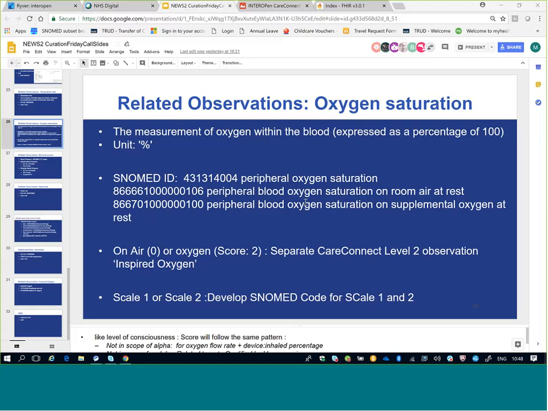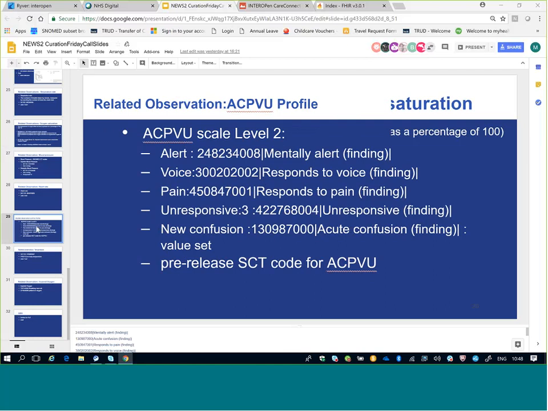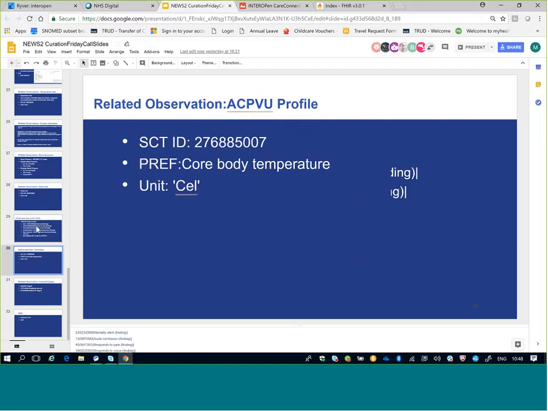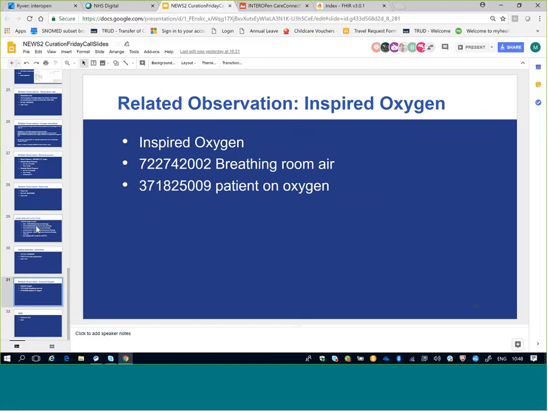I just wanted to see what people thought about something, really. I think in two screens' time, if you just move on, keep going. Yes, this one. We've got an observation as to whether the person is on inspired oxygen or not. But actually, if we're using the codes for the oxygen saturation on room air or the oxygen saturation on supplemental oxygen, then this information is technically redundant. I know it's not big, but there is a small overhead, both in implementation and in consuming bandwidth, for essentially transmitting the same information twice.